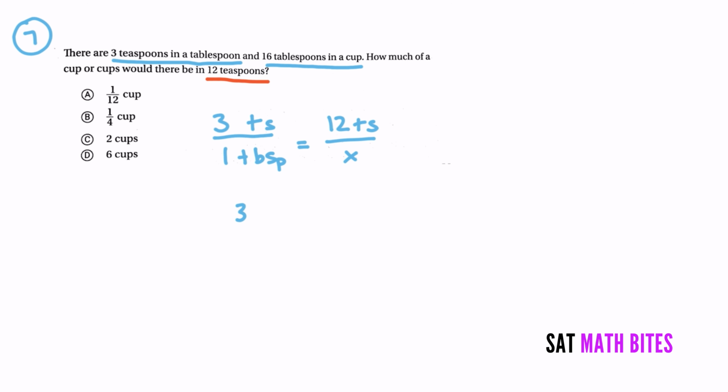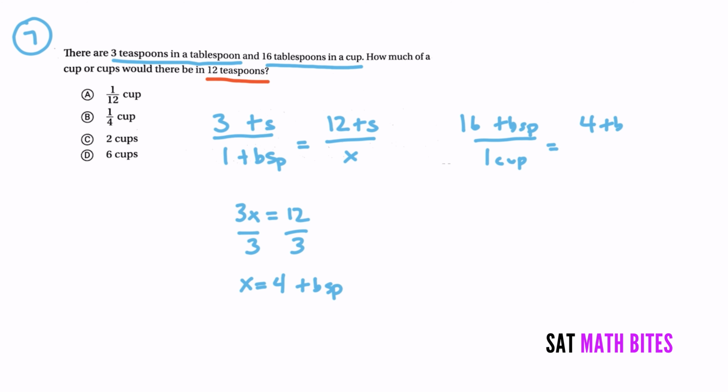So we can cross multiply. That'll give me 3x equals 12. And then we divide by 3. So that means x equals 4 tablespoons. So then we look at our second equation here. And so we have 16 tablespoons, which is in 1 cup. And we've already made this conversion of the 4 tablespoons. And we want to know how many cups that is.